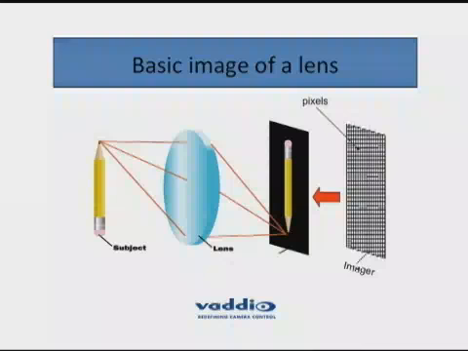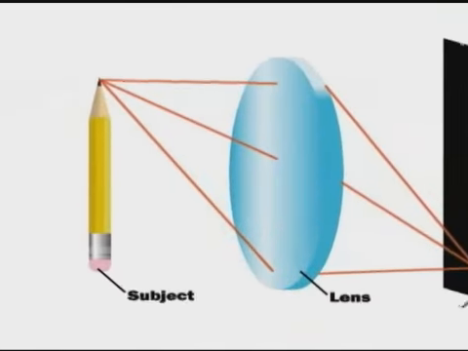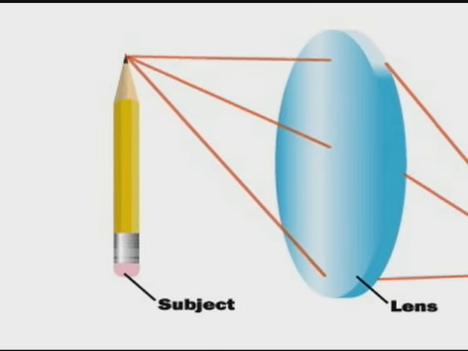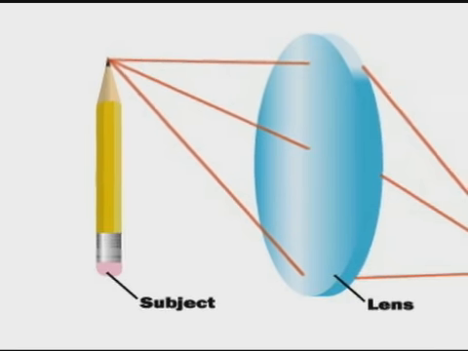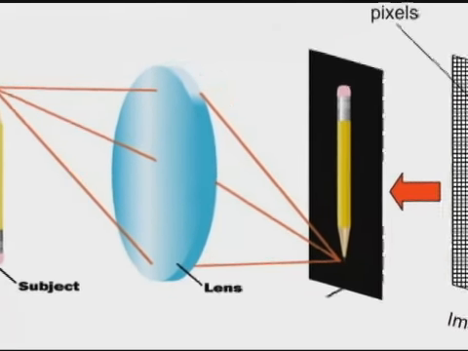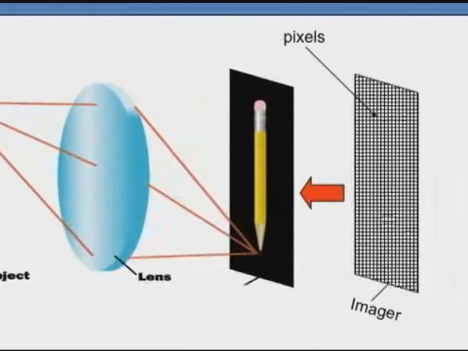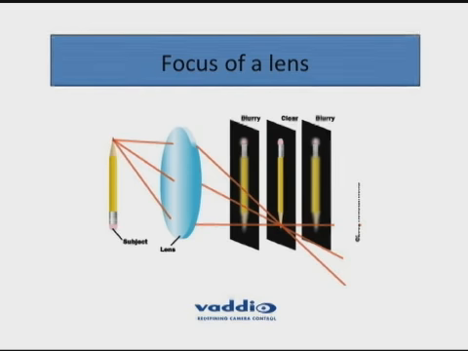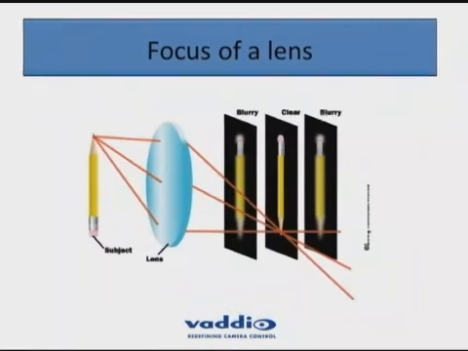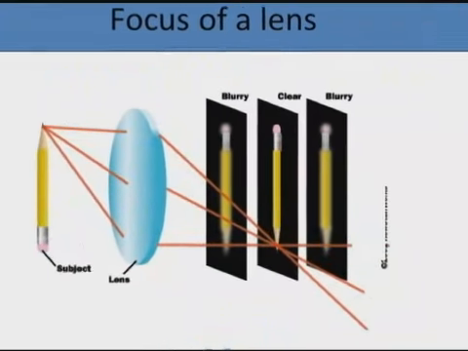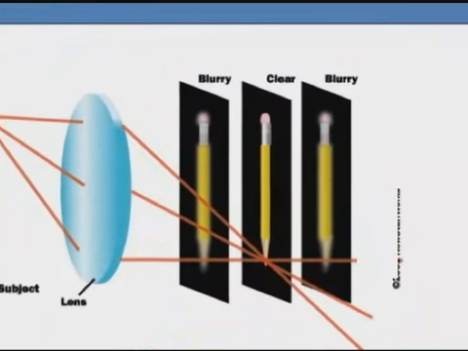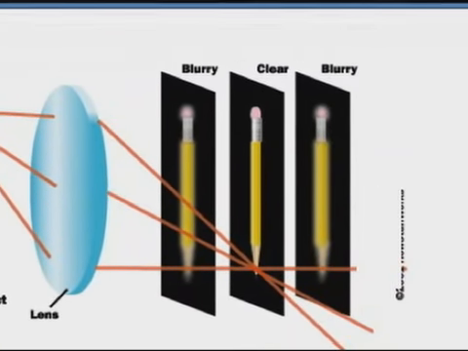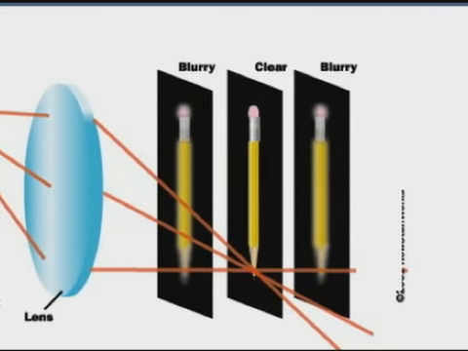of the imager. So what we see on the slide is the subject, which in this case is a pencil, just for simplification. The image goes through the lens and is then projected on the imager. In the next slide, we will see what happens when the object is out of focus. It becomes blurry in both directions. So we want to make sure that the image on the surface of the imager is properly projected.